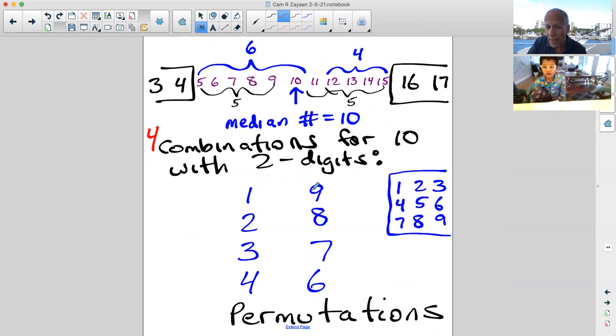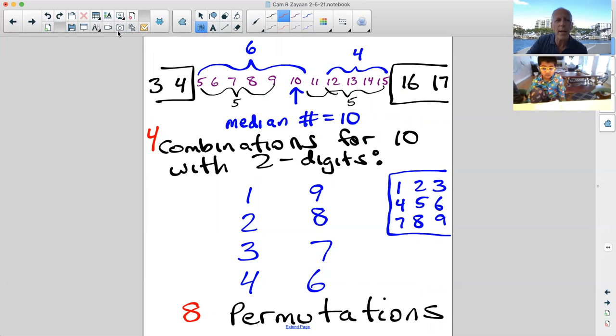So 1 and 9, 9 and 1, 2 and 8, 8 and 2, 3 and 8, 7 and 3, 7 and 4, 6 and 4, 8 and 6. How many total permutations? If there's four combinations, what's the total number of permutations? 8. That is correct. Now, Zayaan, you just did your first job in combinatorics.